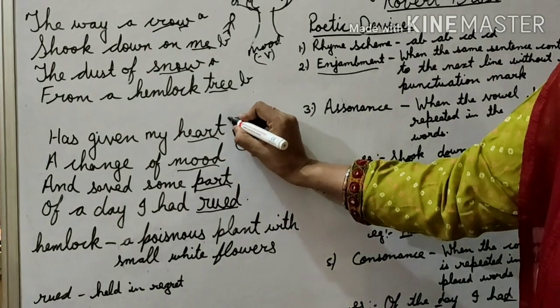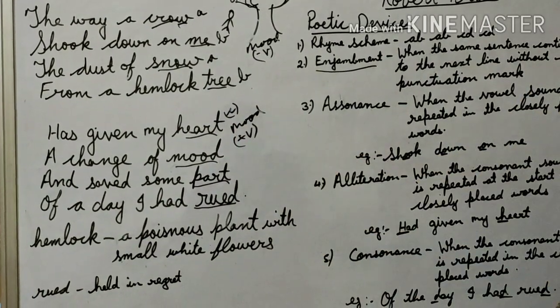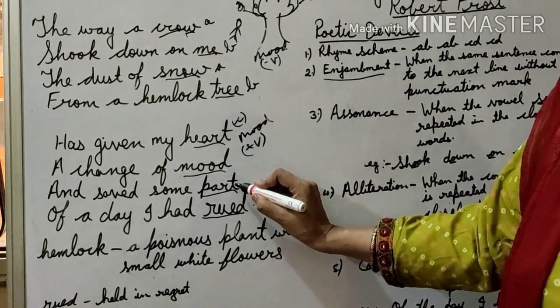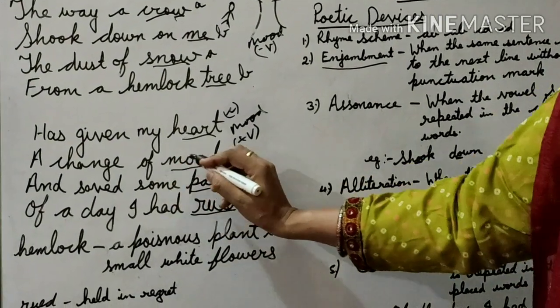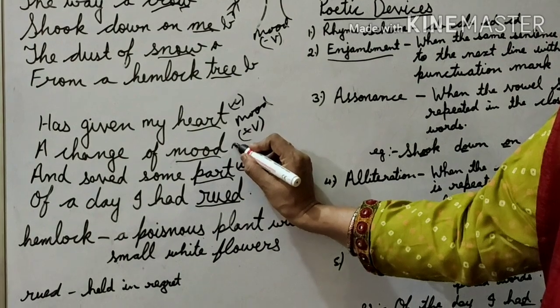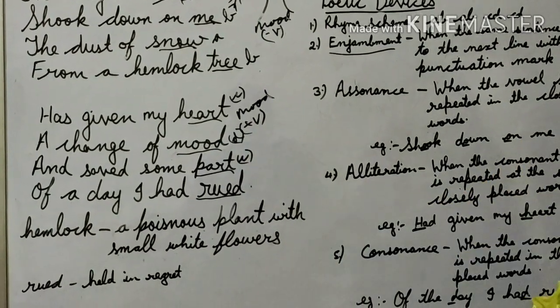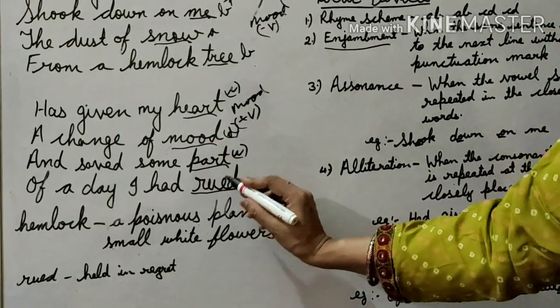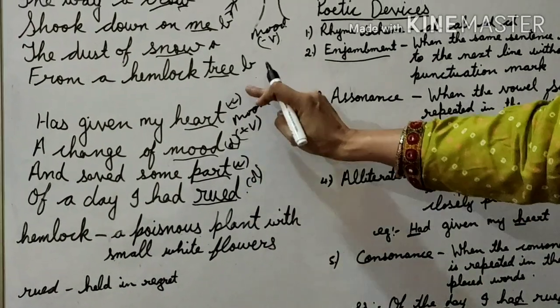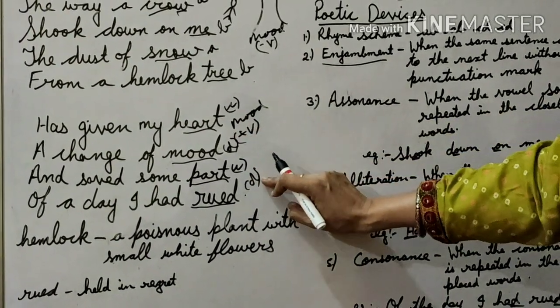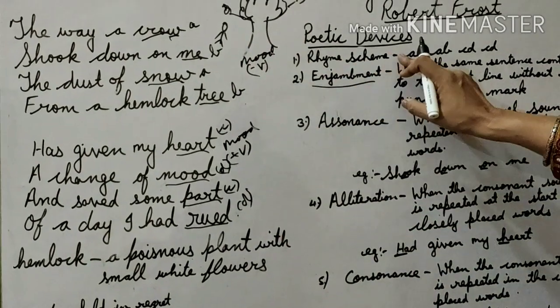So in the next stanza we can name it as C. So heart rhymes with part. So this is also C. Then the second line we can see that it is mood. So it is D. And mood rhymes with rude. So it is also D. So can you see now? C, D, C, D. So what is the rhyme scheme of this full poem?